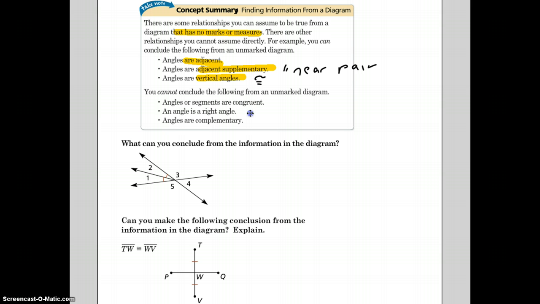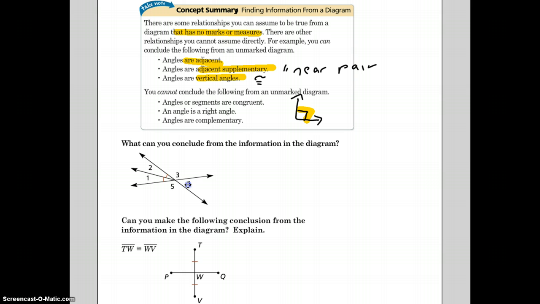Okay? Now, some things that you cannot just assume by looking at a picture. You cannot assume angles or segments are congruent unless it's marked. You have to be shown that in your picture. You cannot assume an angle is a right angle. So, say you had this drawn. This is not a right angle. But the minute I put that box in there, that is a right angle. So, this box right here, super, super important. Not a right angle unless you see it. And again, you don't know that angles are complementary unless you have a right angle marked in your diagram. So, let's look at this picture.